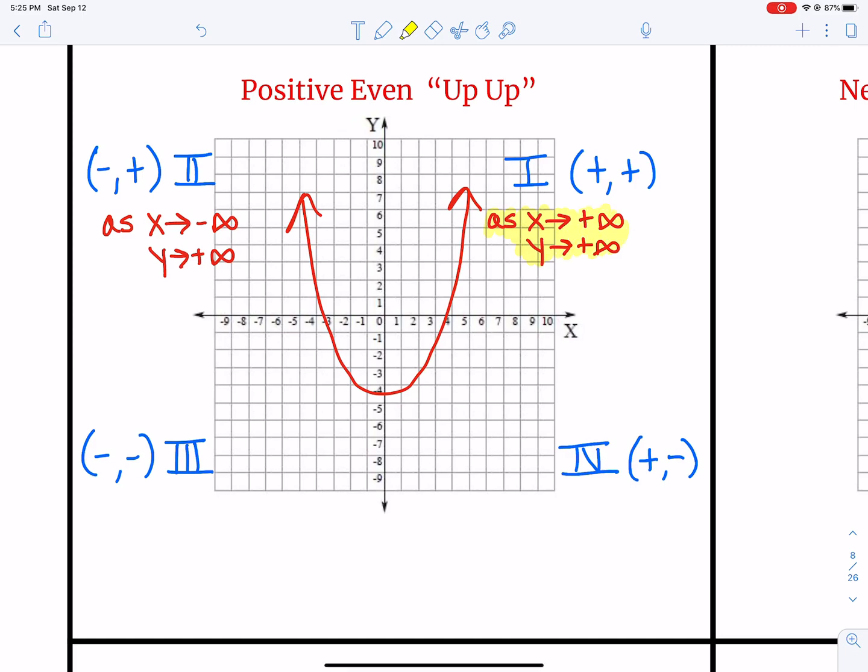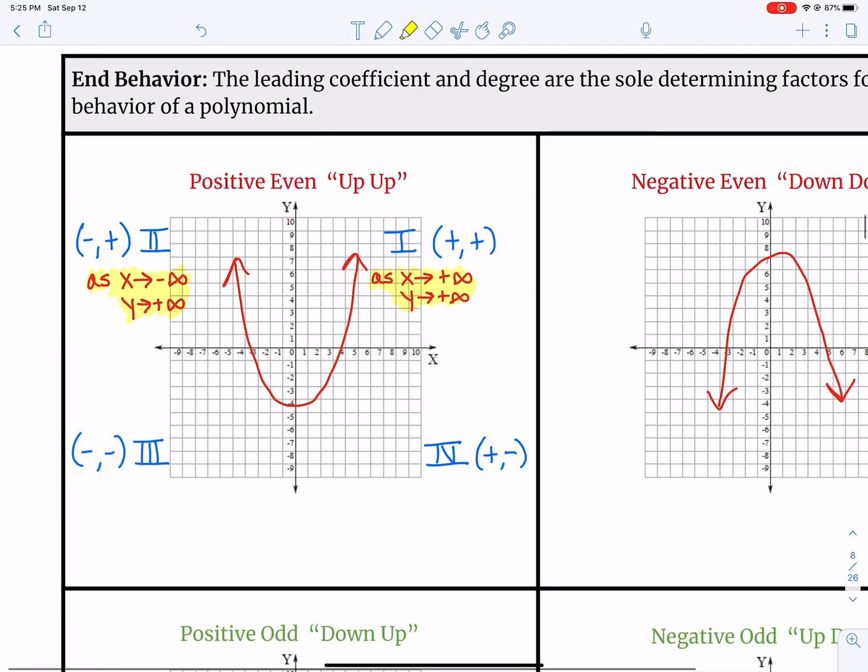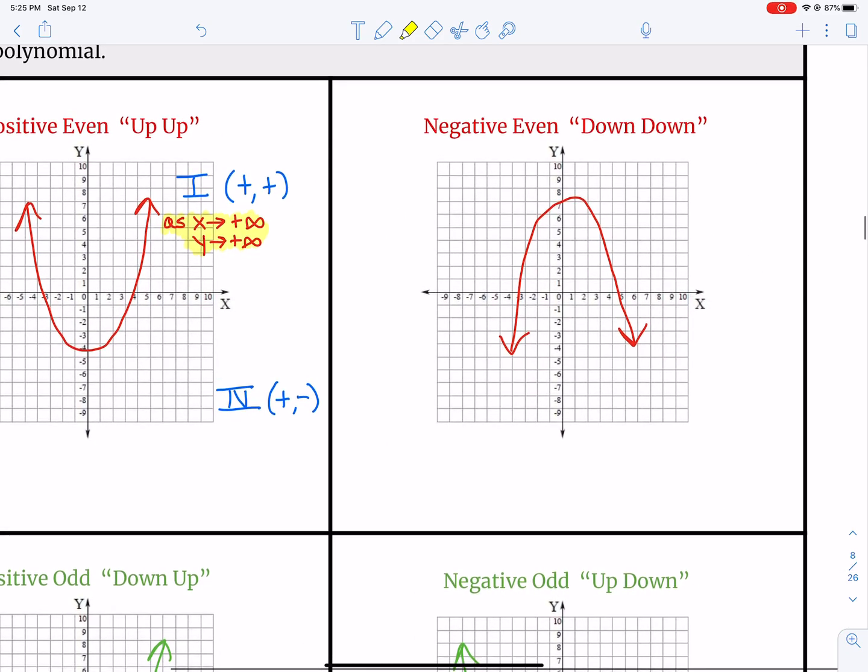So we don't just want to say negative, positive, for example. You want to write it out a little more formally than that. But it helps to think of your quadrants to make it easy to pick out the end behavior. So let's do this one.